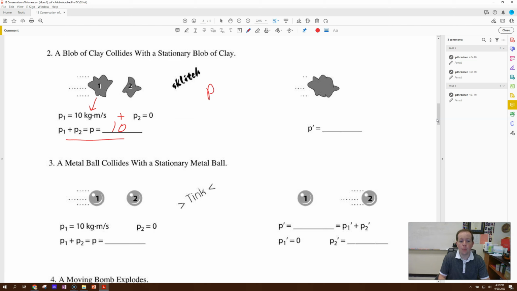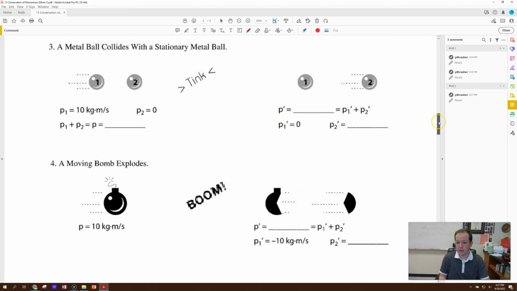What does the total momentum in the end have to be? Well, momentum is conserved. Whatever I have in the beginning is what I have at the end. I started with 10 in total. You're going to hear that word a lot from me. So I must end with 10. Bam, number 2 is done. Let's scroll down to number 3.